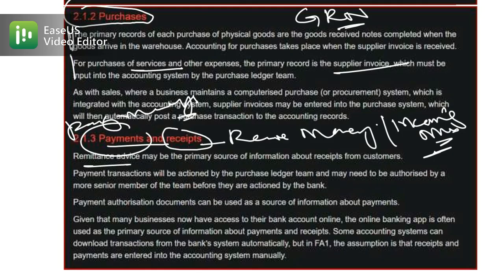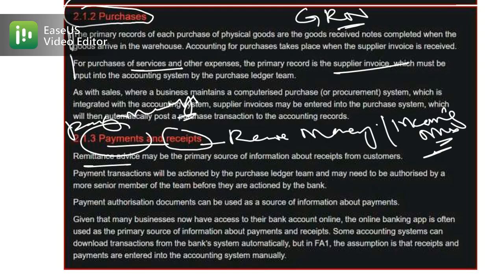Some advanced accounting systems can automatically download transactions from the bank, so receipts and payments are posted directly into the accounting software. But for FA1 level understanding, we assume that receipts and payments are entered manually into the accounting system. And what about the accounting entry? How will you enter that in your system?